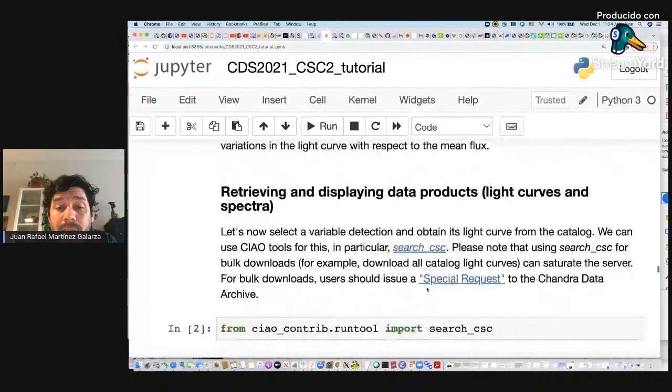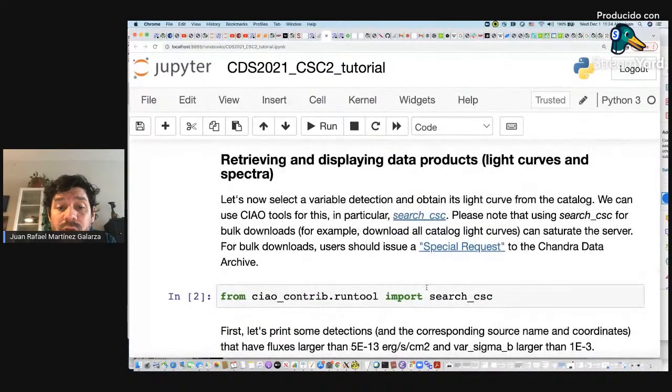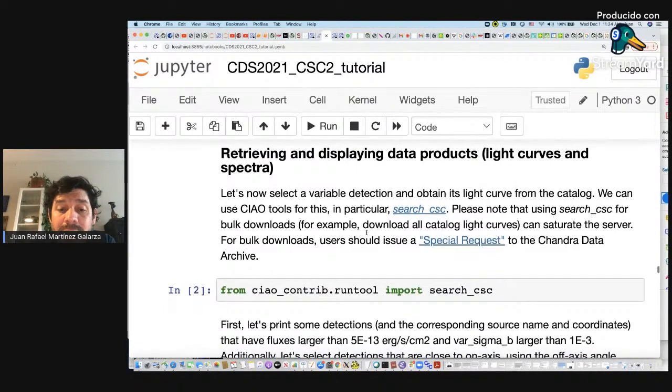So now this is the part that I want you to pay a little bit more attention to for what comes after. This is retrieving and displaying data products. So apart from all these tables with all the properties, the Chandra source catalog also gives you actual products of analysis. So for example, it gives you the spectra of every single object. It gives you the light curve of every single object. And using your Jupyter notebook, you can actually get the Chandra spectra down, and it's basically science ready for you to explore. You can start fitting models to it right away. So I am going to show you how to do that.